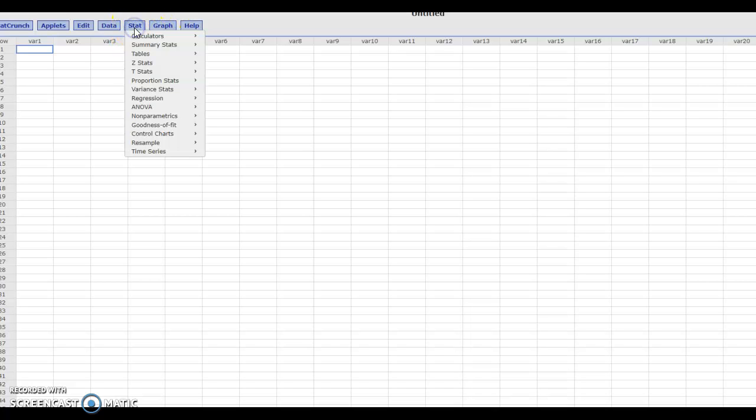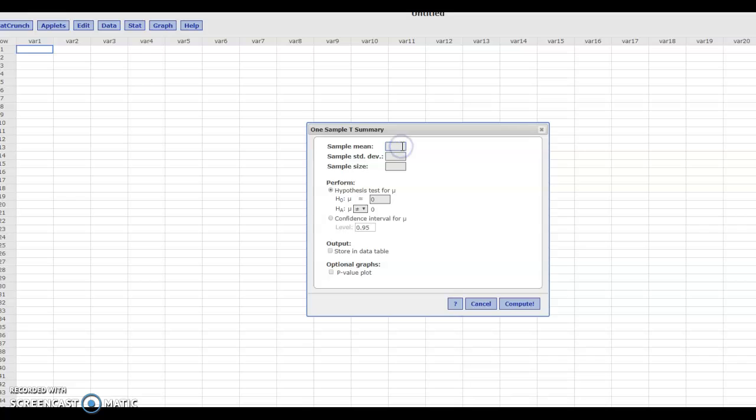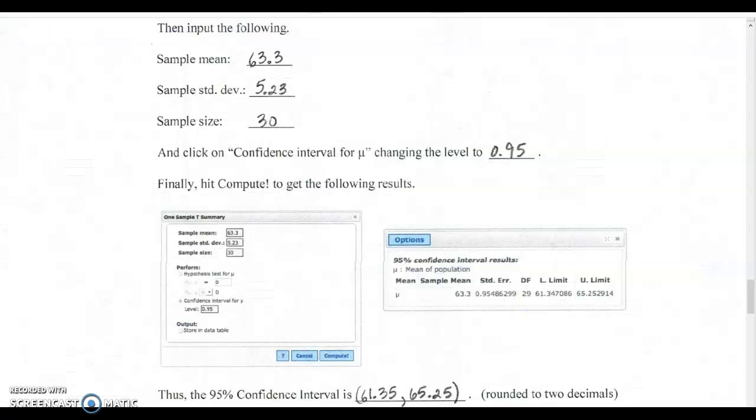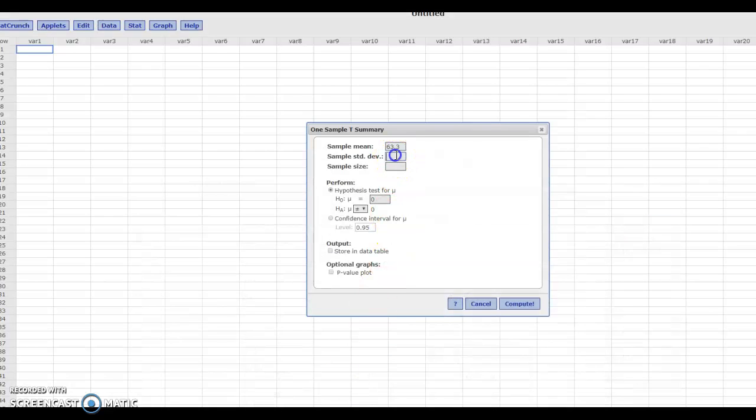I'm going to go to Stat, T Stats, One Sample, With Summary, because I only have the summary, not the actual data. The sample mean, remember, is 63.3. The sample standard deviation was 5.23. Sample size was 30, which means we will have 29 degrees of freedom, right? n minus 1. And we're constructing a confidence interval right now. The hypothesis test will be for section 9.4. Confidence interval for mu at a level of 95 because we wanted 95%. That's good. I hit compute.